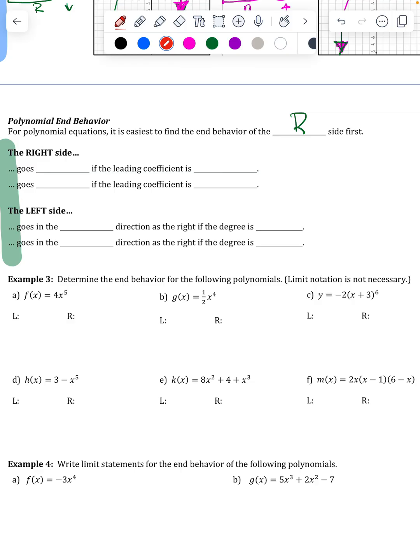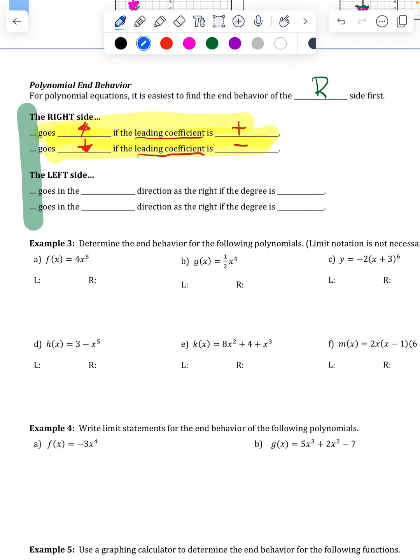So the right side goes up if the leading coefficient is positive. Shockingly, the right side will go down if the leading coefficient is negative. You absolutely just want to know that because you're just going to look at it and it's going to tell you what the right end is doing. And then the left end is either going to go in the same direction as the right end based on the degree. So you're looking at a totally different thing. If the degree is even, it'll go in the same direction, and it will go, shockingly, in the opposite direction if the degree is odd.